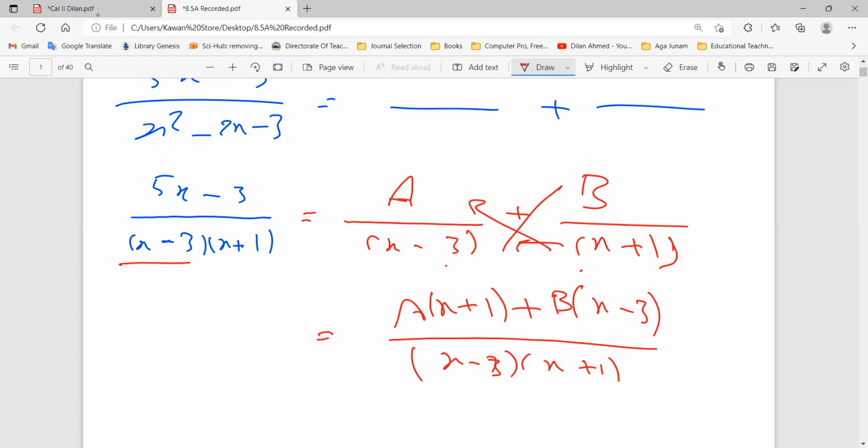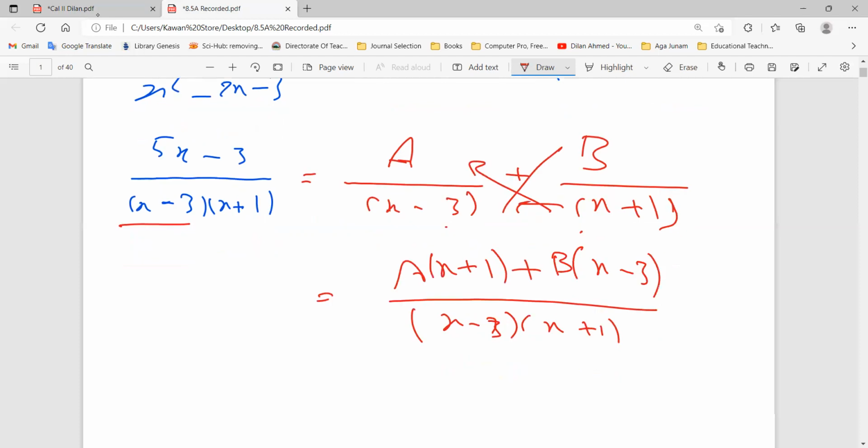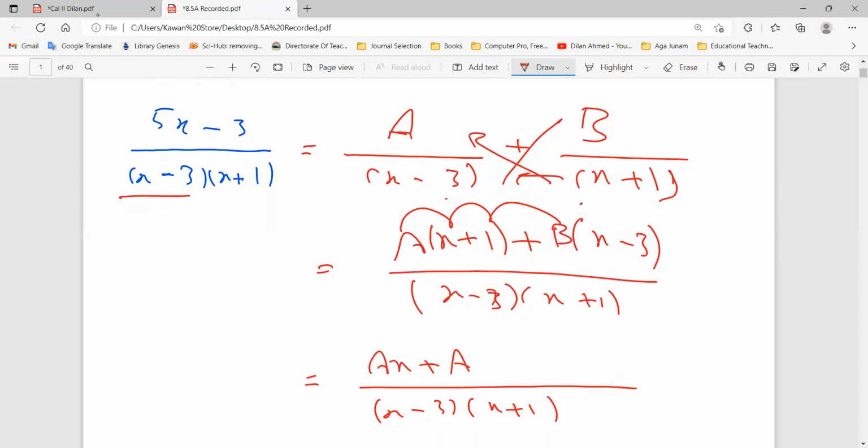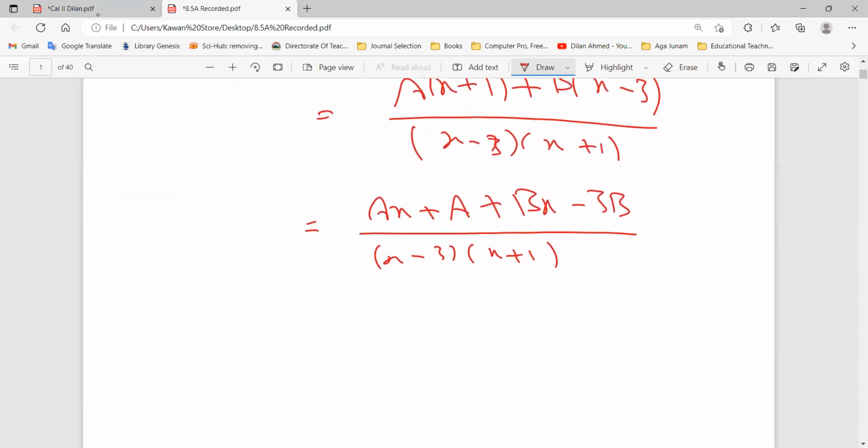Do you have any questions? Okay, so we cross-multiply. Next step, I'm going to multiply out: A times x plus A, plus B times x minus 3B. Am I right? Then next step, I see that equal to what?